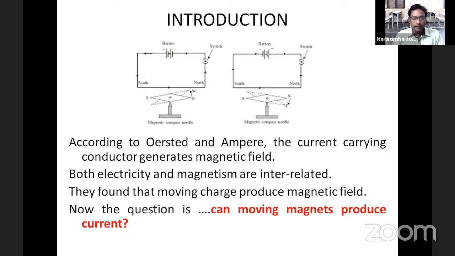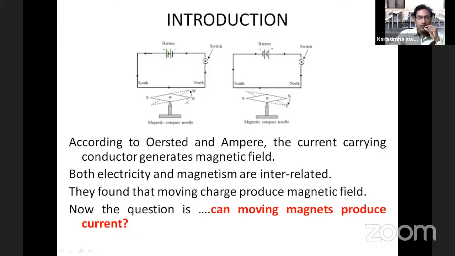So if you look at this diagram, one circuit is kept out here, and under that a magnetic needle is freely suspended. Now, if you observe this circuit, here the battery is connected, positive and negative, right? So the moment the switch is on, the current flows through the circuit. Now, near that current carrying conductor, we kept one magnetic needle.